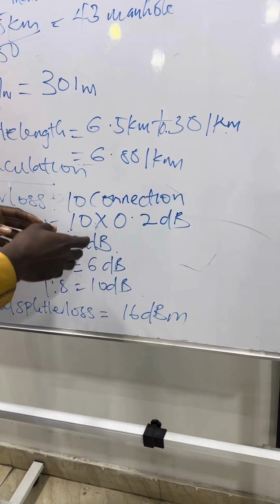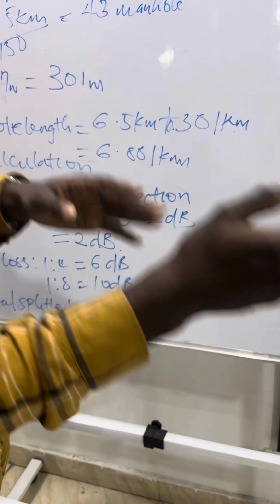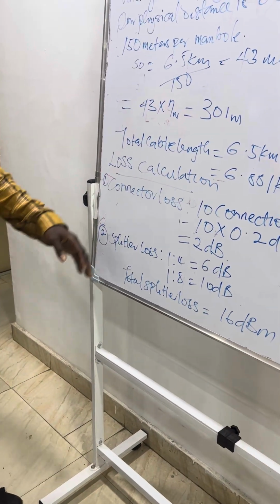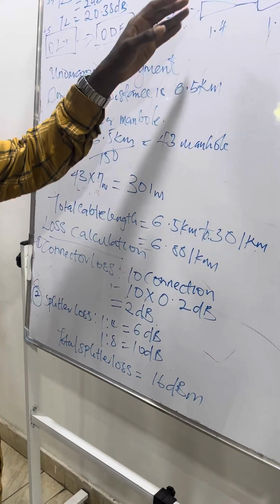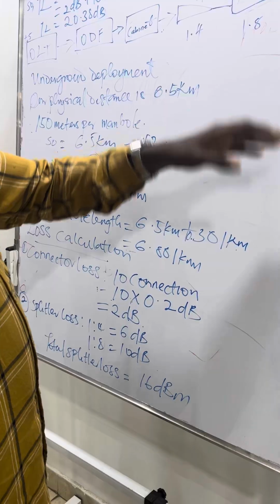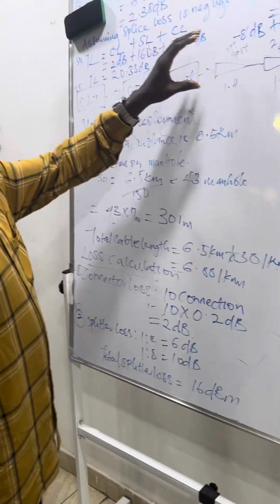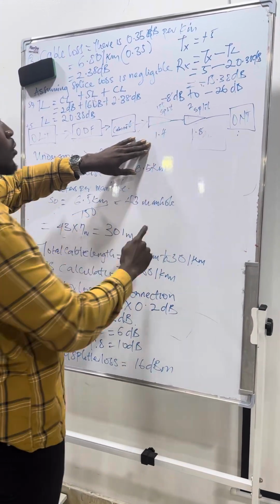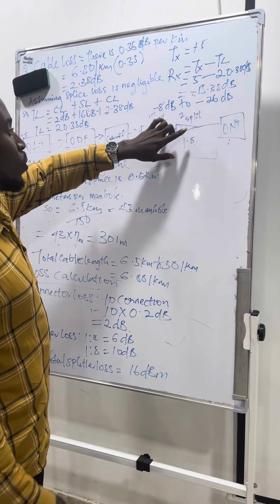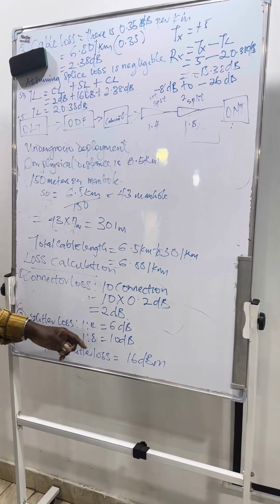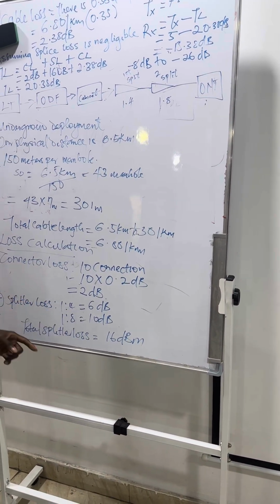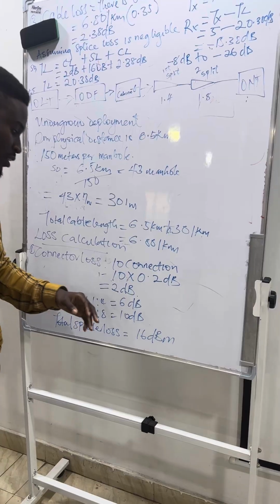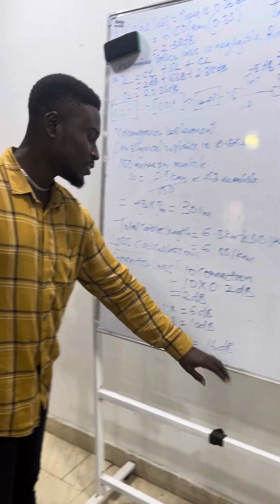So we did 10 times 0.2 dB, which gives 2 dB. So that is the loss for the connectors. For the splitter loss, since we are using a 1:4 splitter and a 1:8 splitter, we take the losses of each splitter. For the 1:4 splitter we have 6 dB, and for the 1:8 splitter we have 10 dB. So we take the total of the splitter loss: 6 dB plus 10 dB, we have 16 dB.